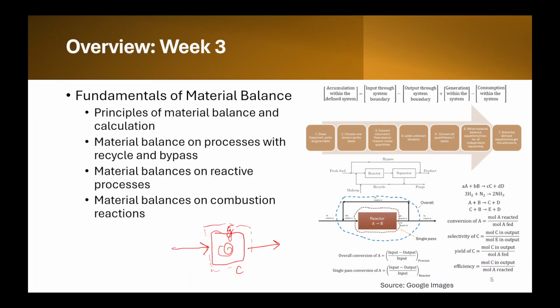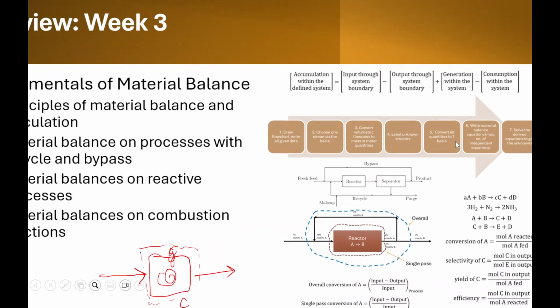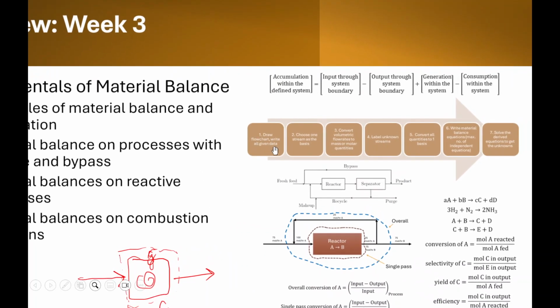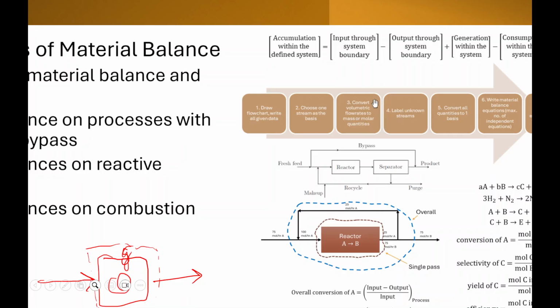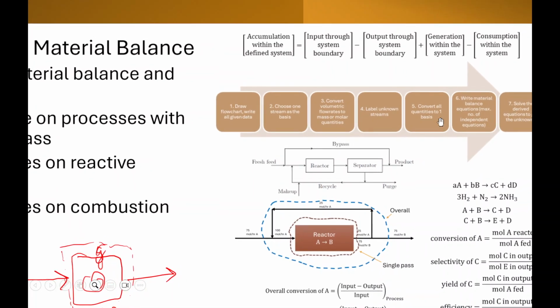So how to solve these material balance equations for a given system? The procedure is given here. Firstly, you draw the flow chart and write all the given data. You understand the problem statement carefully and then draw the flow chart and write all the given data. Then choose one stream as the basis. It can be input, and then you convert the volumetric flow rates to mass or molar quantities, then label the unknown streams, then convert all the quantities to one basis.